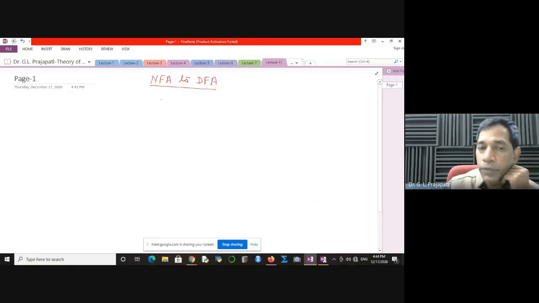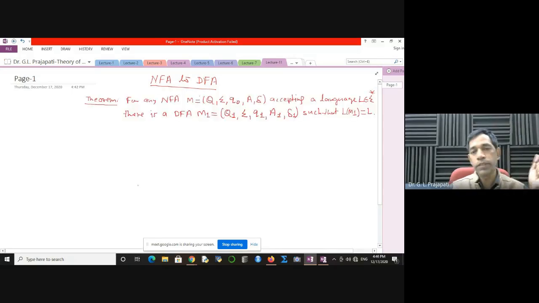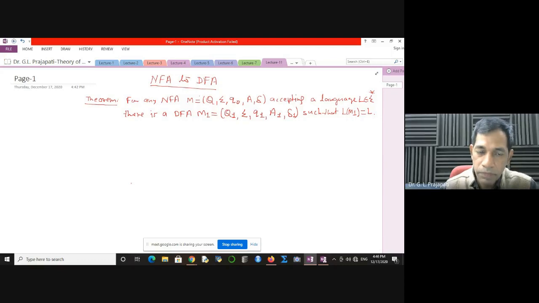We will see how an NFA can be converted to a DFA. This is the theorem which says that for any NFA M = (Q, Σ, q0, A, δ) accepting a language L taken from Σ*, there is a DFA (deterministic finite automaton) M1 = (Q1, Σ, q1, A1, δ1) such that the language accepted by the DFA is the same as the language accepted by the NFA.